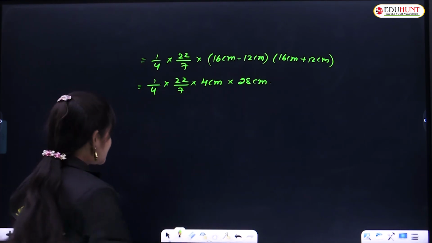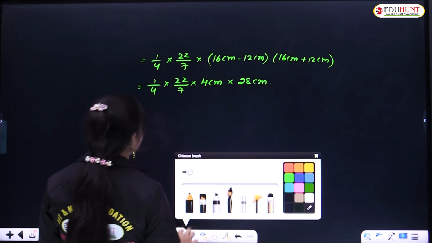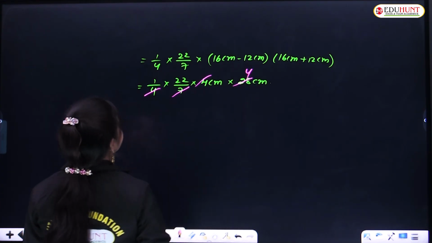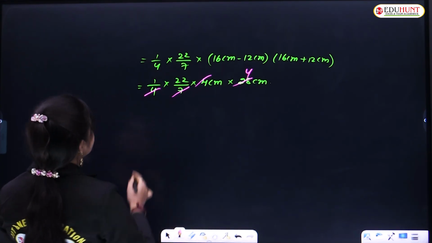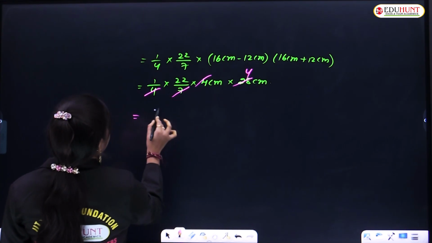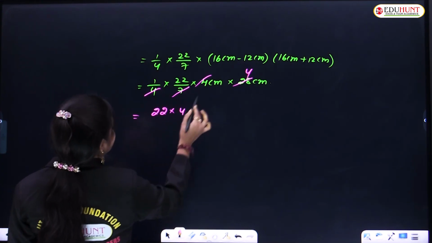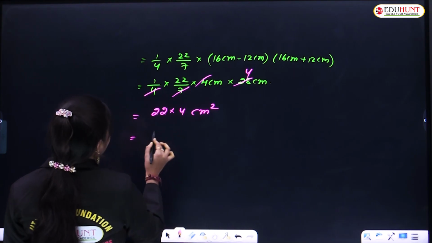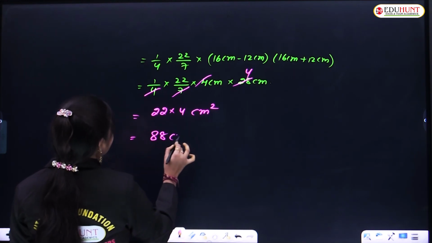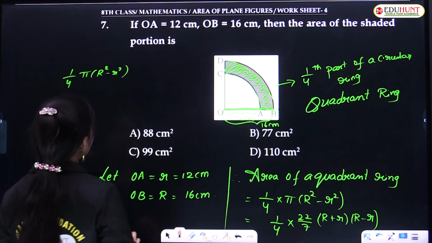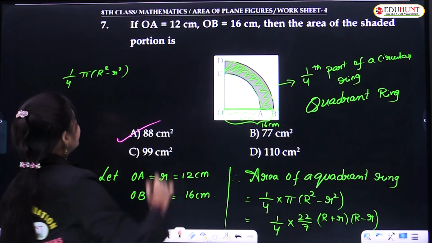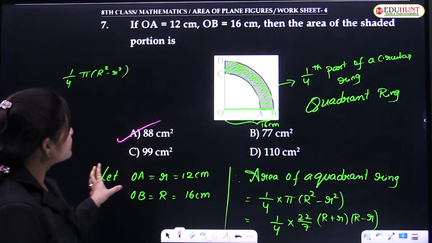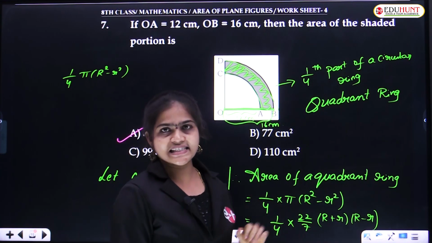Now see the cancellation properly. 4 and 4 get cancelled. 7 4s are 28. Are there any other cancellations? No. 22 into 4 centimeters, centimeters into centimeters, centimeters square. 4 22s are 88 centimeter square. The option is there? Yes, 88 centimeter square. Finally in this video, we learned questions 4, 5, 6, 7.